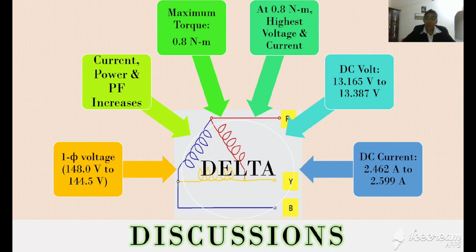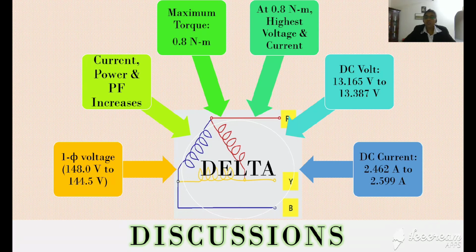Based on the results obtained, it can be analyzed that the single phase voltage will remain in the range of 148.0 volt to 141.5 volt for all the values, while for current, power and power factor readings, the values increase gradually as the load increases till the motor reaches the pull out torque or the maximum torque. Thus, when the motor reaches the pull out stage at the load value of 0.8 Newton meter, as in the star connections, the parameters start to become unstable compared to the results obtained from 0 to 0.7 Newton meter.